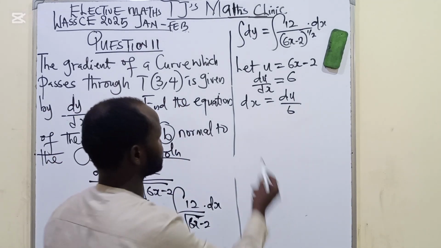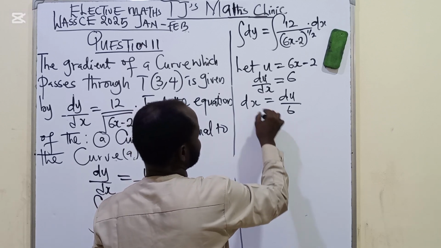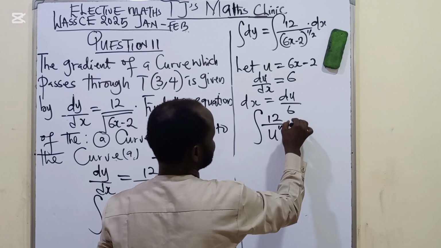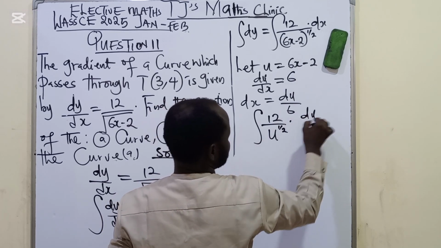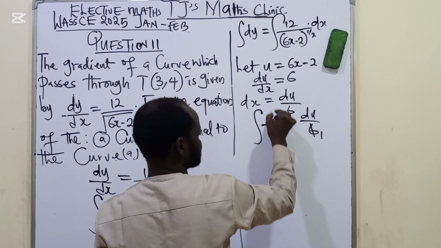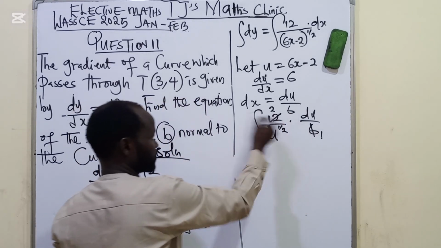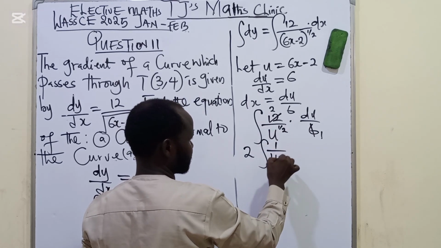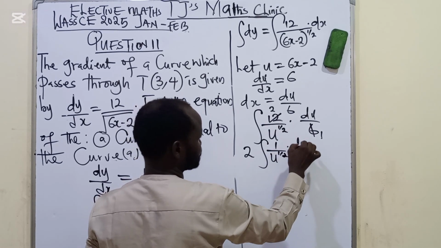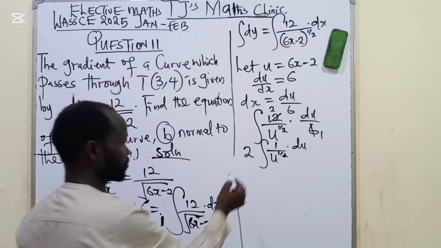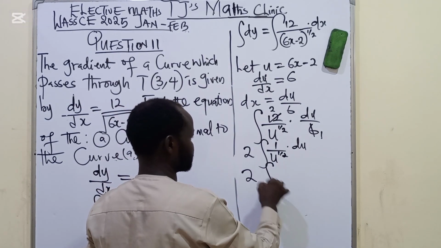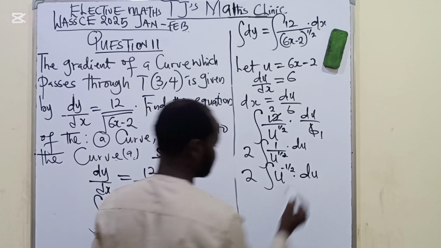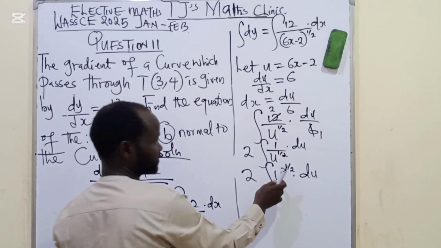So the next thing is to substitute. We have the integral of 12 divided by u power half, multiplied by, in place of dx, du divided by 6. Dividing 12 by 6 gives 2. Let's take these outside. We have 2 times the integral of 1 divided by u power half with respect to du. So we'll have 2 times the integral of u power minus half, using the negative law of indices, multiplied by du. Very important. So let's integrate this.